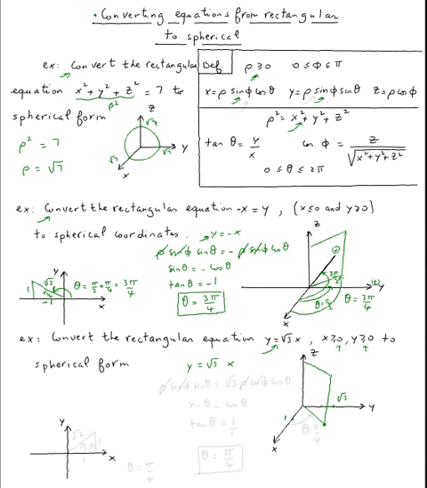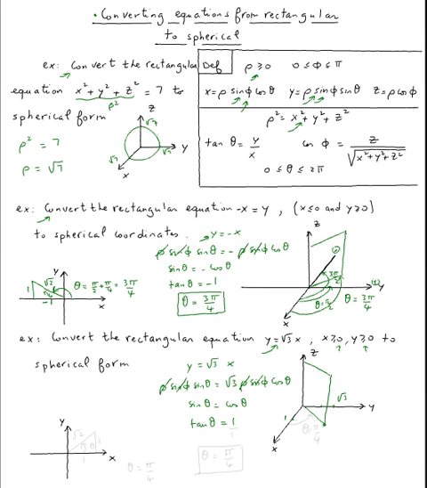Alright, so let's do it the same way. I'm going to replace y by rho sine phi sine theta, and I'm going to replace x by rho sine phi cosine theta. Now I'm going to divide by rho and divide by sine phi, and then I'll get sine theta equal to cosine theta. Divide both by cosine theta, which means tangent theta is 1.